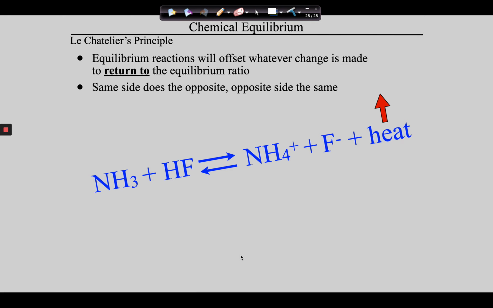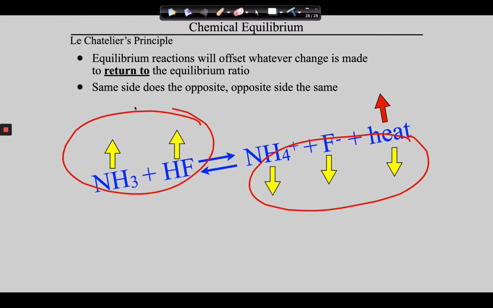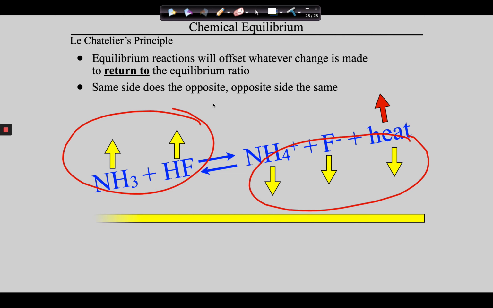So in order to come back to balance, the stuff on the right needs to go down, the stuff on the left needs to go up. So again, the idea is same side does the opposite, opposite side does the same. Now, which direction does the equilibrium shift? Well, it's always in the direction of the side that goes up, so this equilibrium shifts to the left. And that's the way we talk about these equilibrium processes.